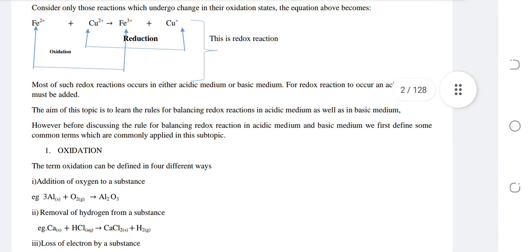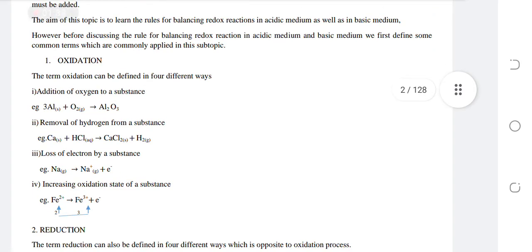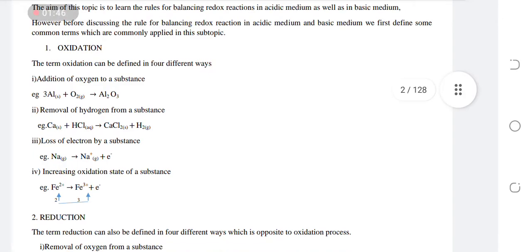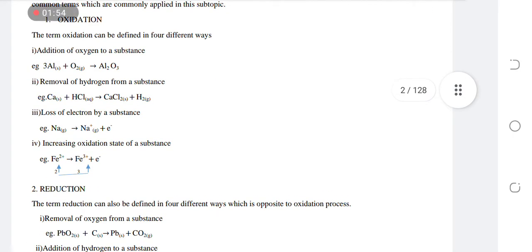Now, let's go to see the meaning of oxidation and reduction. The term oxidation can be defined in four different ways. 1. Addition of oxygen to a substance. As you see, aluminium reacting with oxygen to form aluminium oxide. So that is an oxidation reaction because oxygen was added to aluminium to get aluminium oxide.